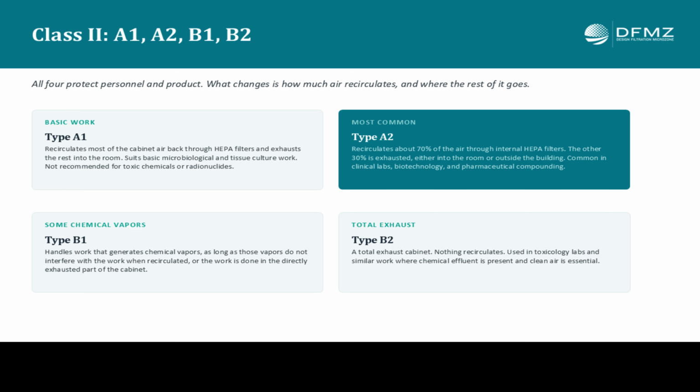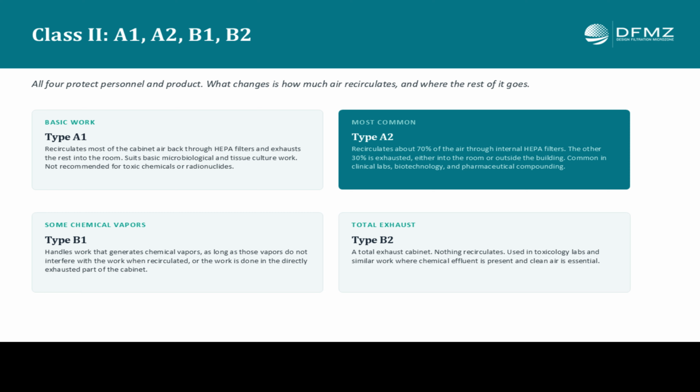Type A2 is the one you will see most often. It recirculates about 70% of the air through internal HEPA filters and exhausts the other 30%, either into the room or outside the building. That covers most clinical lab, biotechnology, and pharmaceutical compounding work.